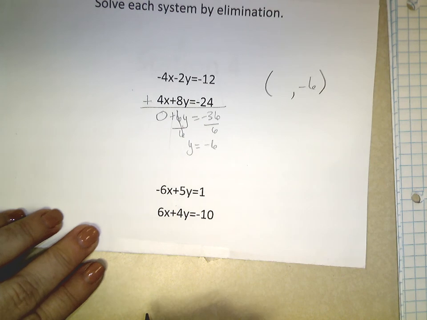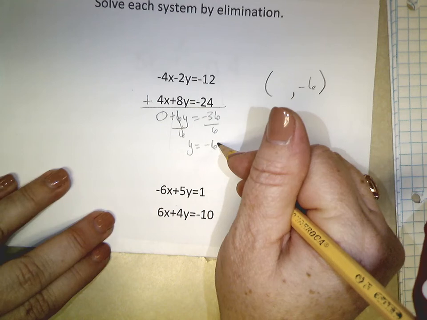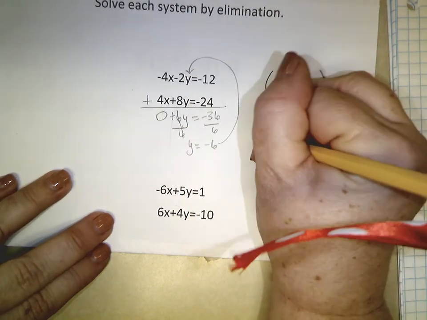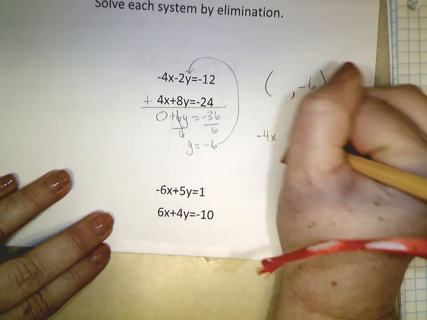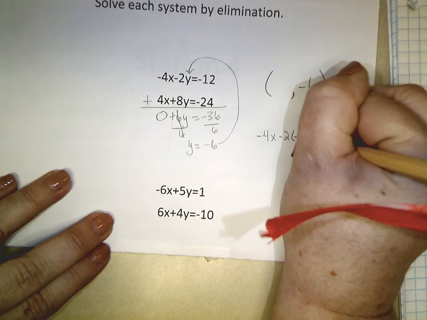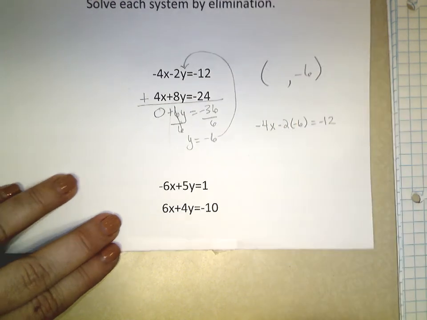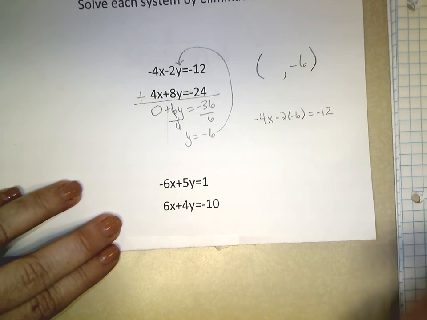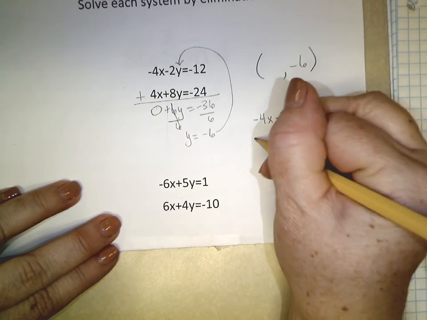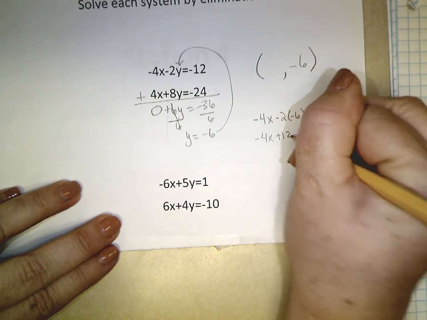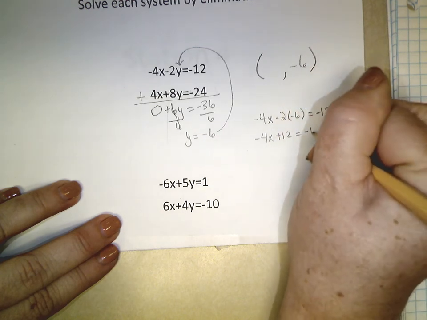Now, of course, what do I need to do with this value for y? I come back up here. I plug it back into an original equation. I can work it back out in terms of x. Negative 4x, negative 2 times a negative 6 is a positive 12, equals negative 12.